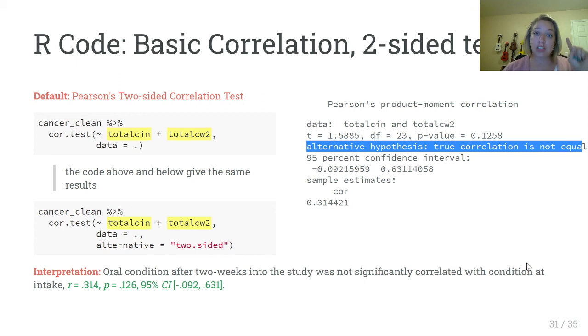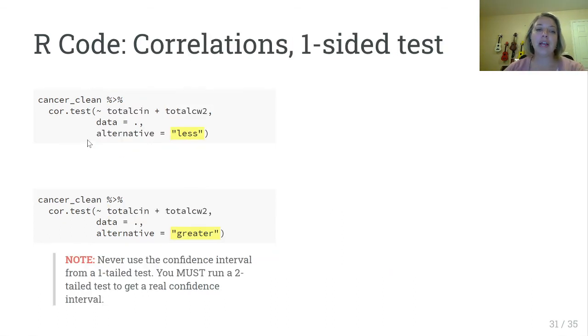So there is a way to do a one-tailed test for correlation. If you think that things are positively correlated or negatively correlated, you can customize your cor.test to only look at the one-tailed alternative. And the way you do that is you add in either alternative equals less, and this is for if you want to test if you have a negative correlation, or alternative equals greater if you want to test if there's only a positive association.